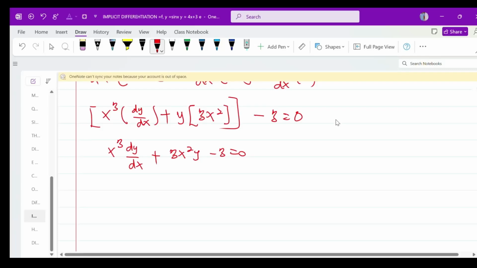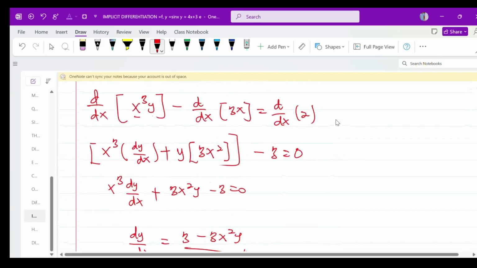So we want to make dy/dx the subject. So you're going to get dy/dx equal to (3 minus 3x squared y) all over x cubed. So this is our final answer for the dy/dx.